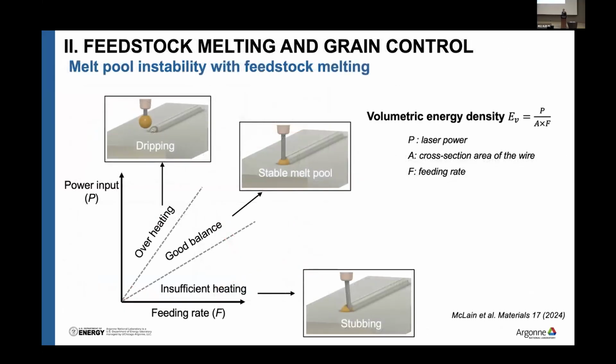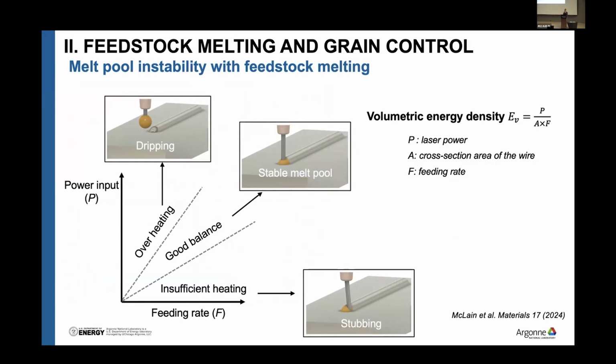So the second topic is about the feedstock and the grain control. Because we know that during the printing process, a good balance between the power input and the feeding rate is required. And this is described by the volumetric energy density, which is a function of the power input and the feeding rate.